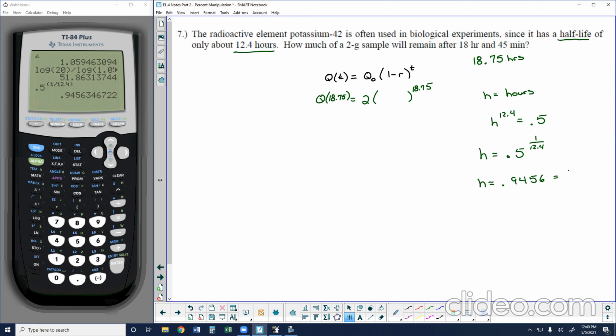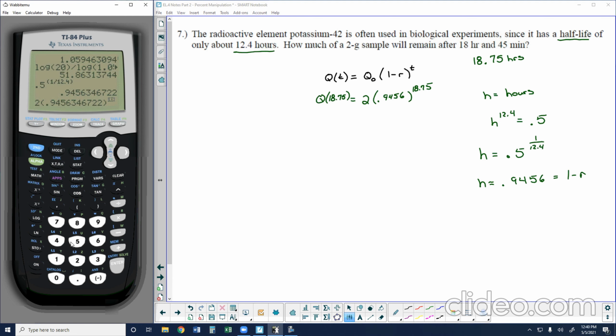So if I want to evaluate this expression, now I can figure out the amount that's going to remain. So I can take 2 times the 0.9456. To be a little more accurate, I'm going to use that decimal that's left in my calculator. I'm going to take this to the 18.75 power. And we would find that approximately 0.70 grams of potassium-42 will remain.